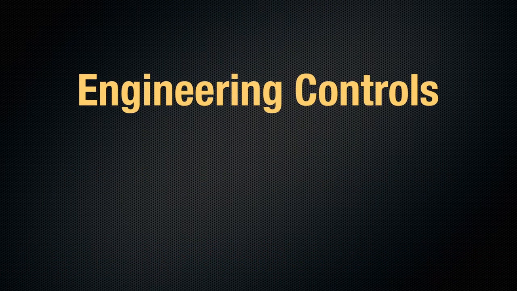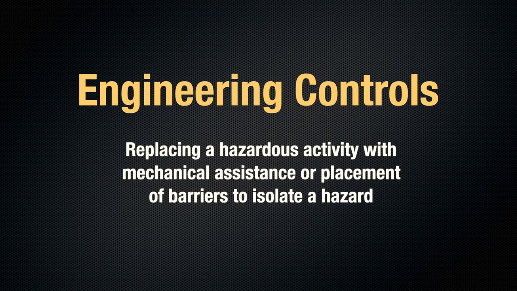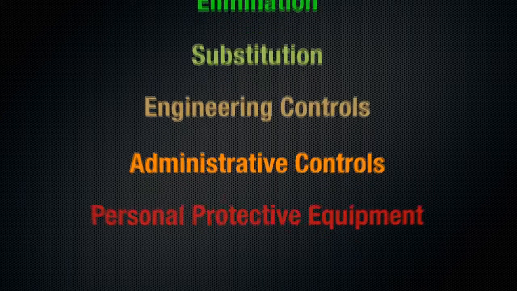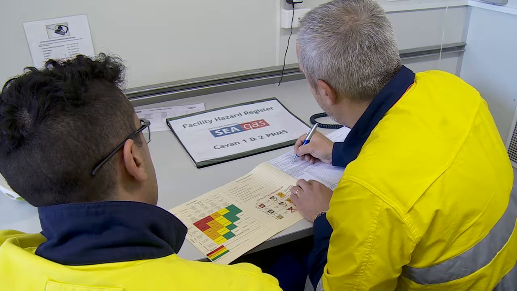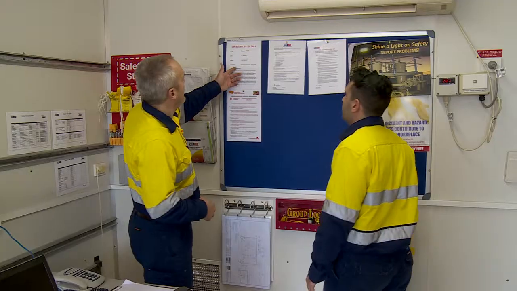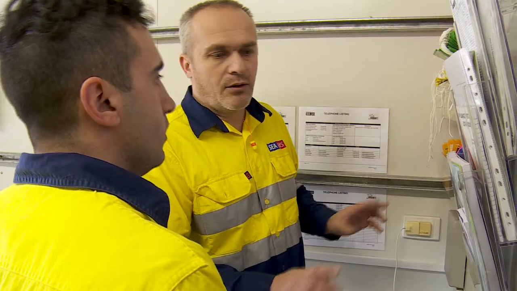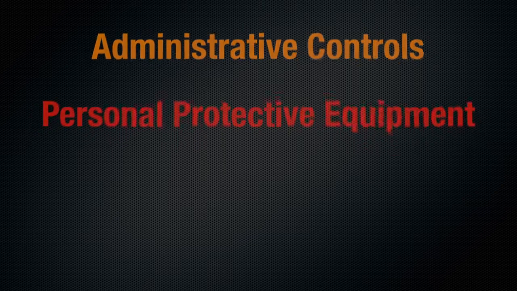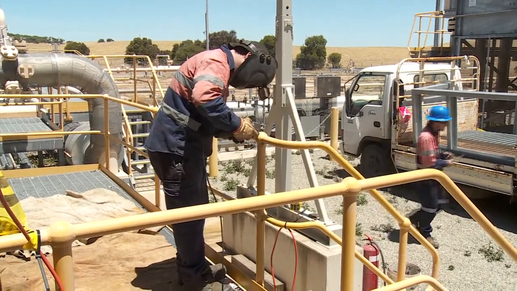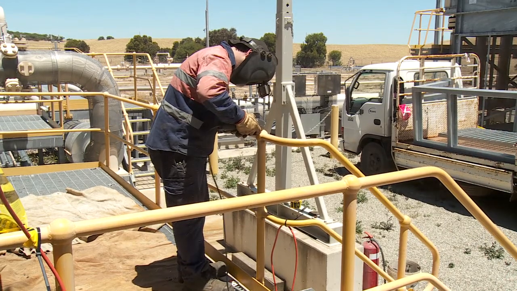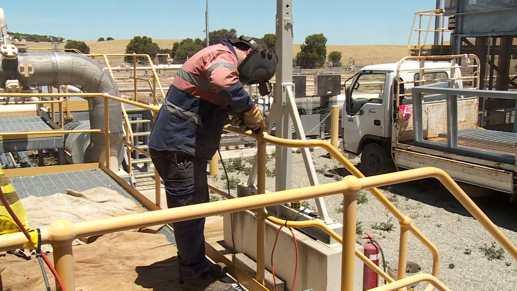Engineering controls, replacing a hazardous activity with mechanical assistance or placement of barriers to isolate a hazard. Administrative controls, policies or procedures used to reduce exposure to a risk, including training and inductions. Personal protective equipment, or PPE. The last control option that should be considered, but can be effective when used with other control measures.